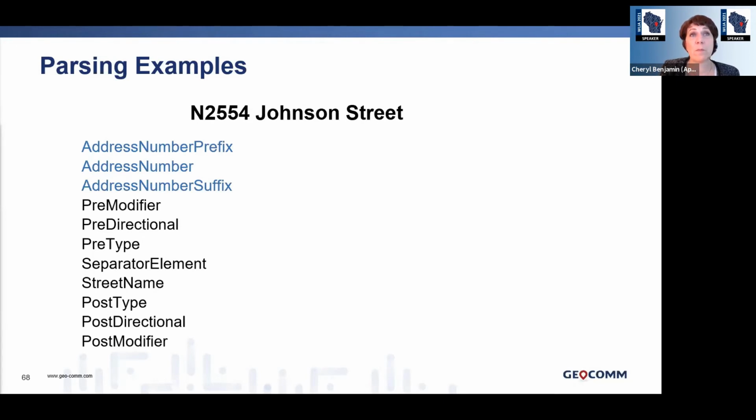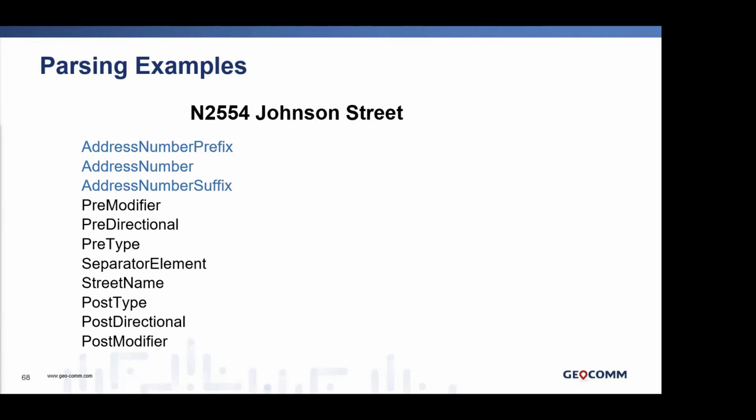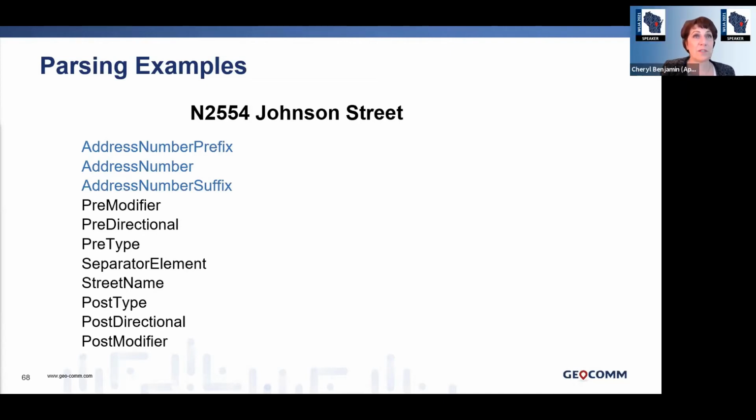Where does the N go to? What field? All right, we have an answer, prefix. Peter says prefix. N is the number prefix, which means 2554 is your number. And so that's correct. You have that there.